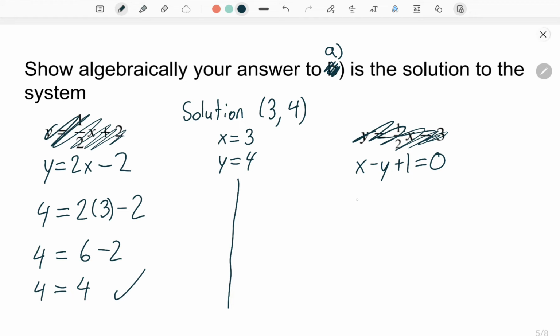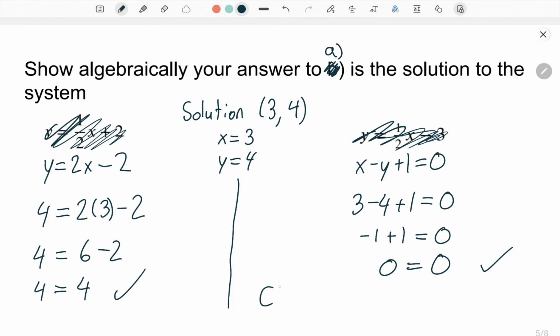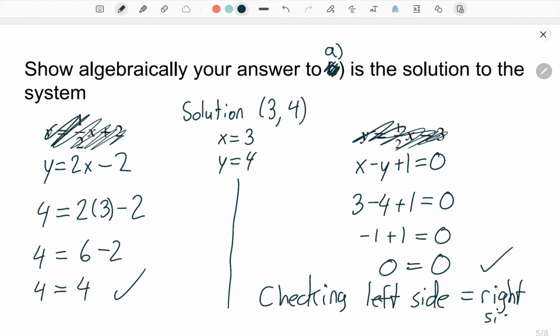And then we can also check with this other one. So we have 3 minus 4 plus 1 is equal to 0. Well, what's 3 minus 4? Well, that's negative 1 plus 1 is equal to 0. Negative 1 plus 1 is 0. So 0 is equal to 0. So again, I'm just checking the left side equals the right side. Since that's true for both equations, then that solution works.